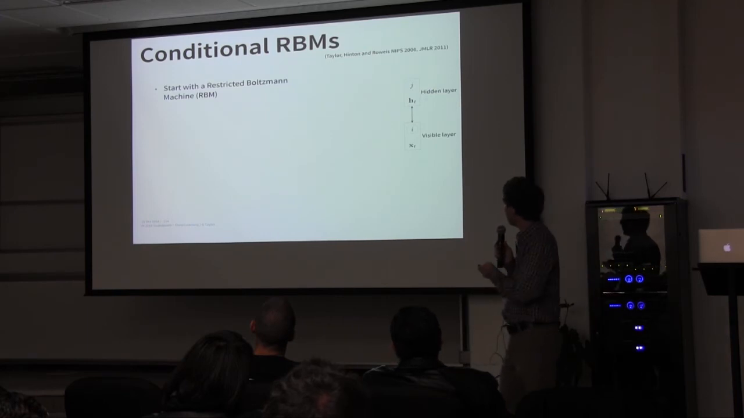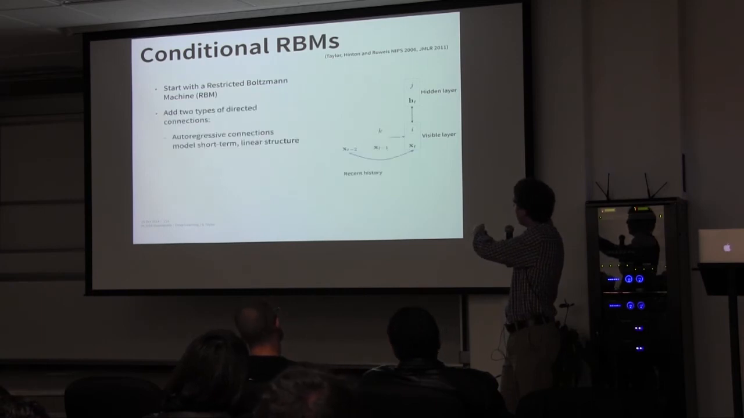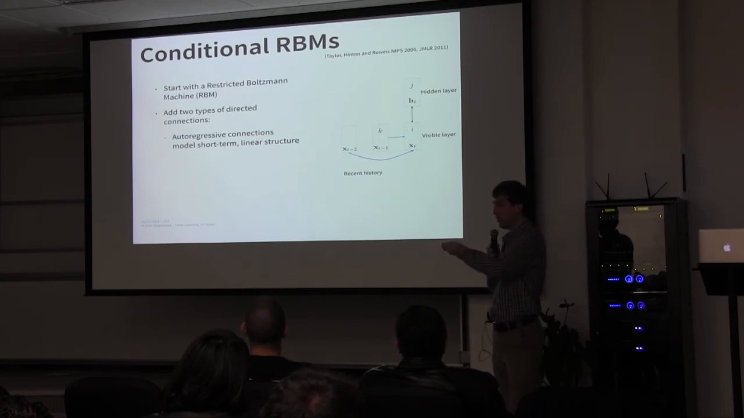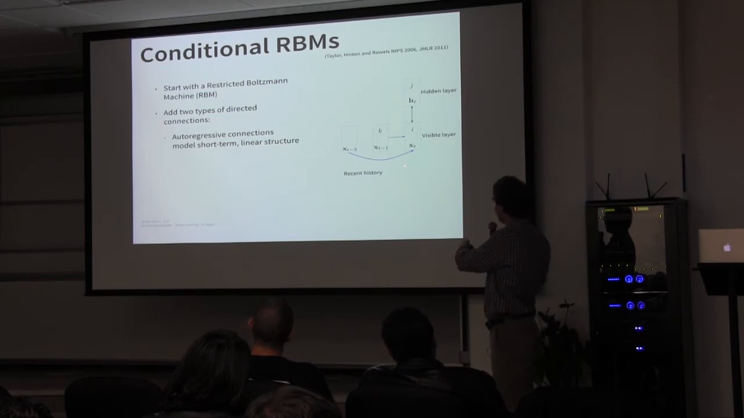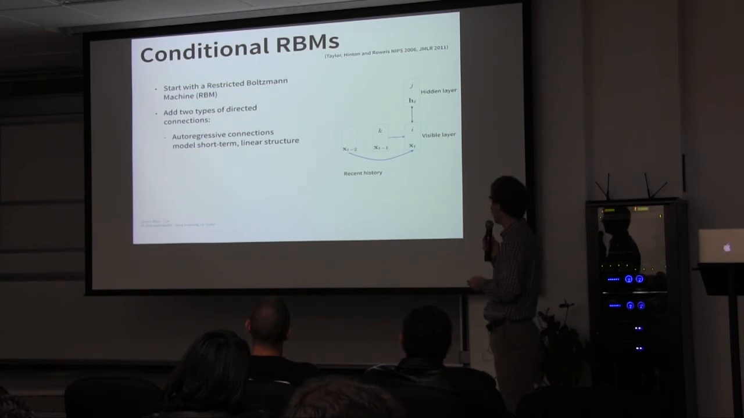Okay, so just one step at a time, we take an RBM, has some visible units, and it has some hidden units. We add two types of directed connections. So we have connections between the recent time steps. Typically, we'll use anywhere between 3 to 10 time steps. Those get wired up into the visible layer. If we didn't have hidden units here, this would just be a linear autoregressive model, which some of you might be familiar with.